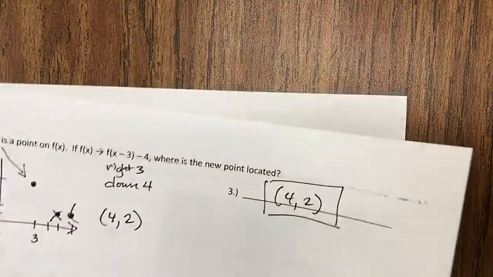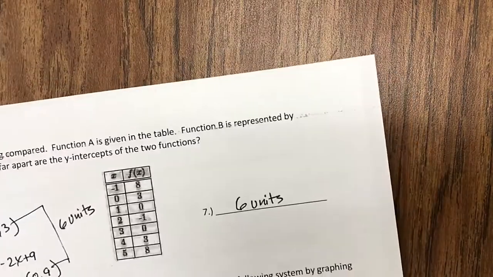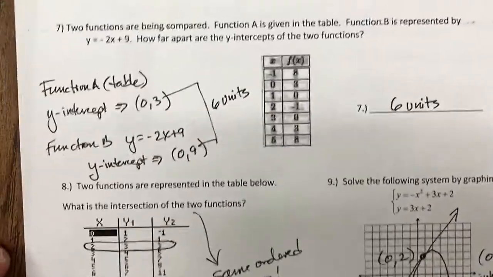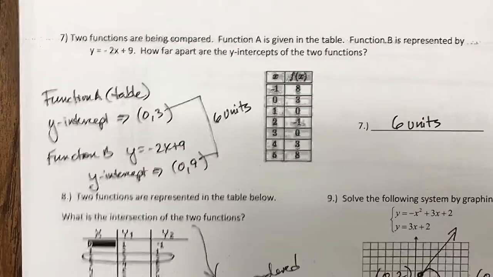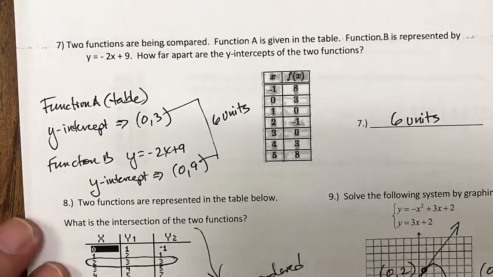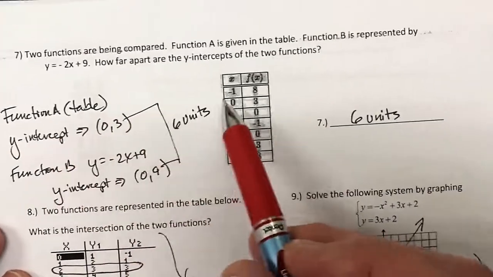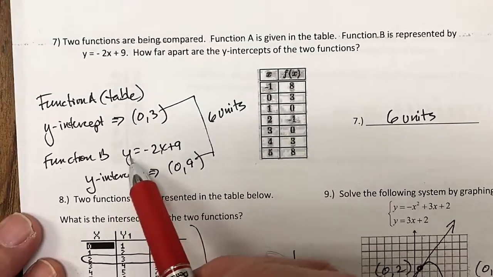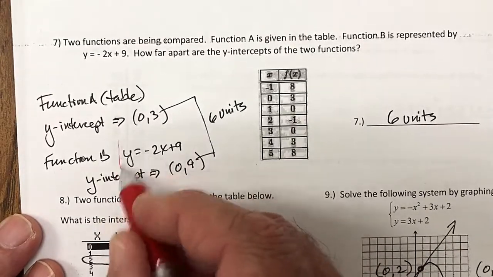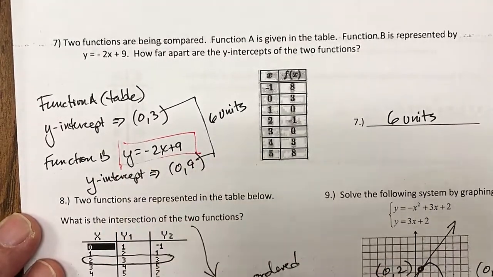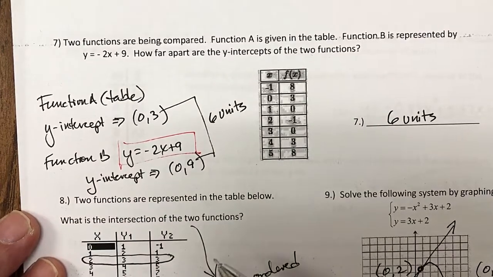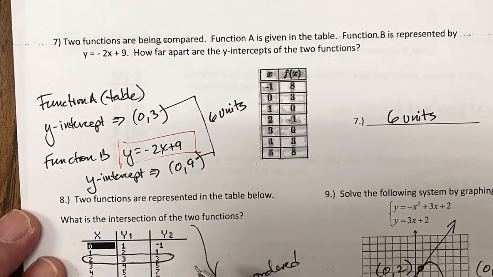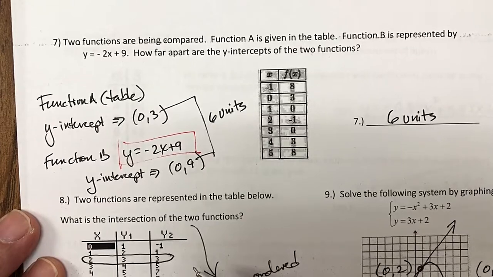All right, let's go to the next page. All right, number 7. You're comparing two functions. Function A is represented here in this table. Function B is this little slope-intercept equation. And we're being asked to find out, well, how far apart are the y-intercepts?